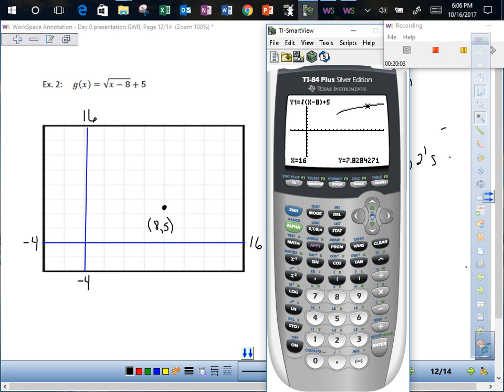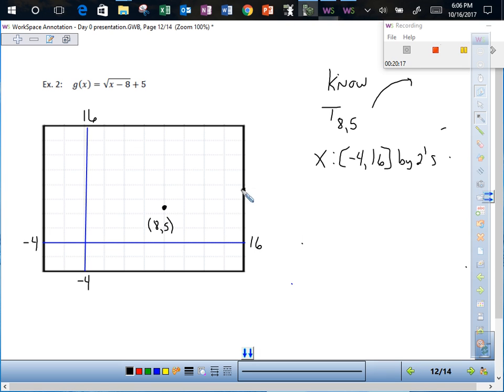Looks like I got about 7.8. So at 16, let's graph about 7.8. So 2, 4, 6, 7.8. So not quite 8. And we know this is a square root graph, so here goes our graph.